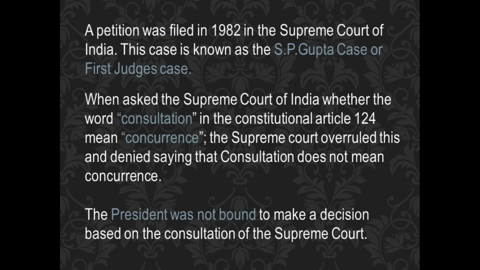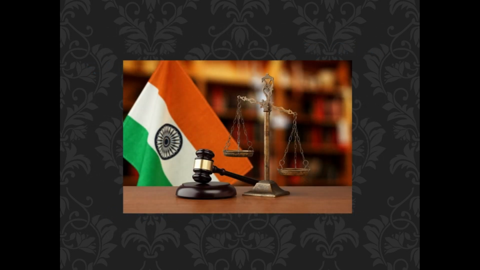A petition was filed in 1982 in the Supreme Court of India. This case is known as the S.P. Gupta case or First Judge's case. When asked whether the word consultation in Article 124 of the Constitution meant concurrence, the Supreme Court denied this, saying that consultation does not mean concurrence. The President was not bound to make a decision based on the consultation of the Supreme Court.